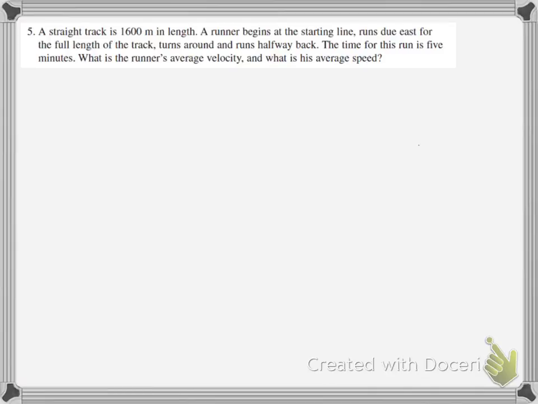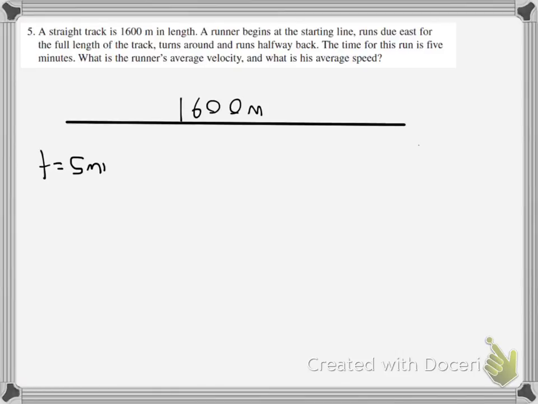So again, we're going to use the concept that velocity is a vector and that speed is a scalar. If we were to draw our track, we would say that's 1600 meters in length. And we're calculating our velocity, our time is 5 minutes, which would be converted to 300 seconds because the SI unit for time is seconds.